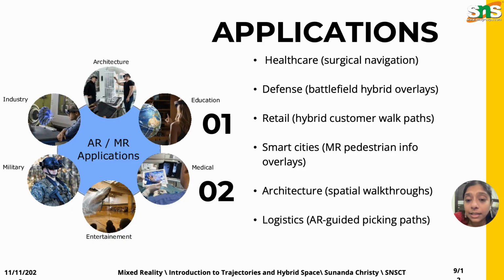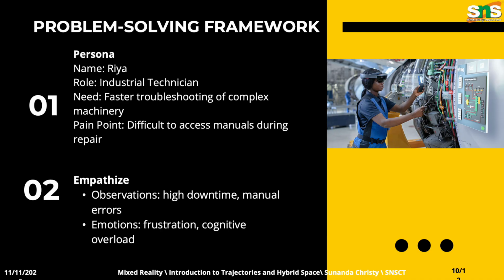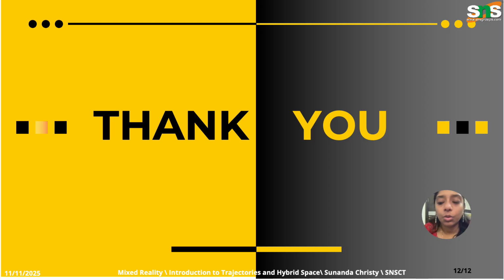And nowadays in smart cities, for pedestrians, they have given these spaces, the hybrid space and the trajectories, so that others are able to view and walk, and also in architecture, and in AR VR related applications, and entertainment based applications it is also used. So hope you all understood what trajectories are and in what way they are used, and hybrid space is also more important for mixed reality. Thank you.